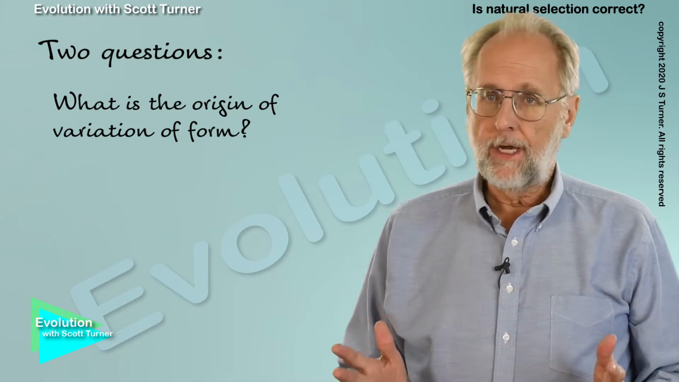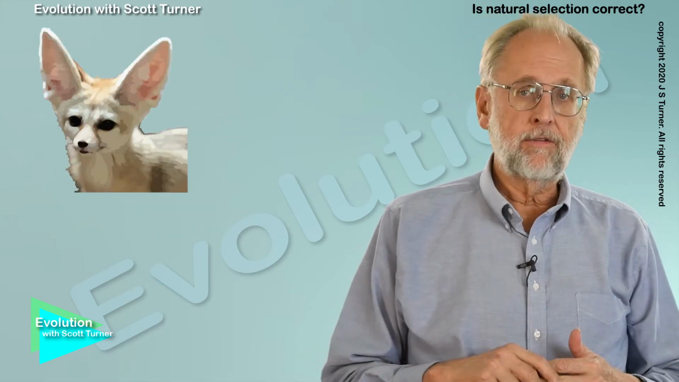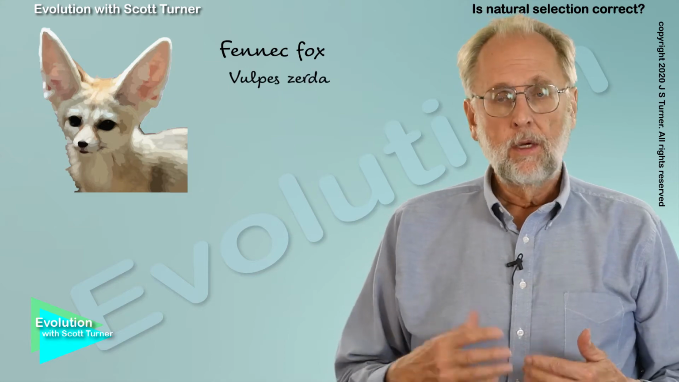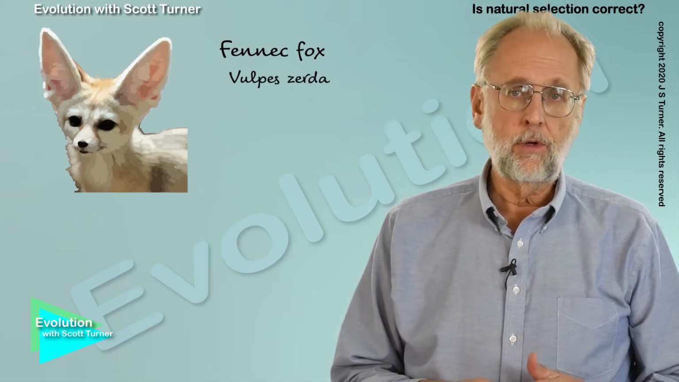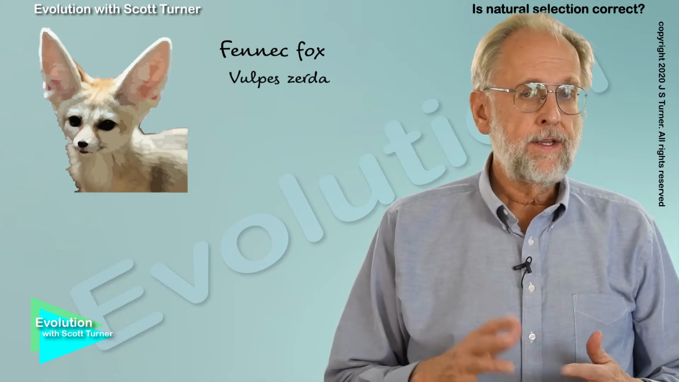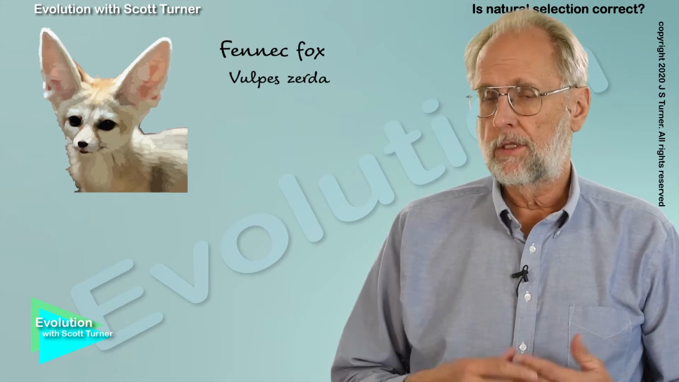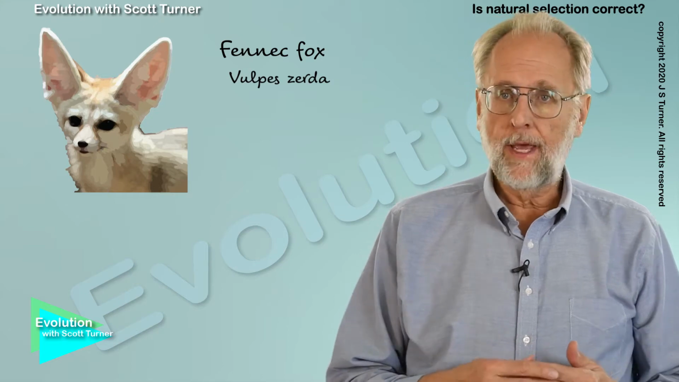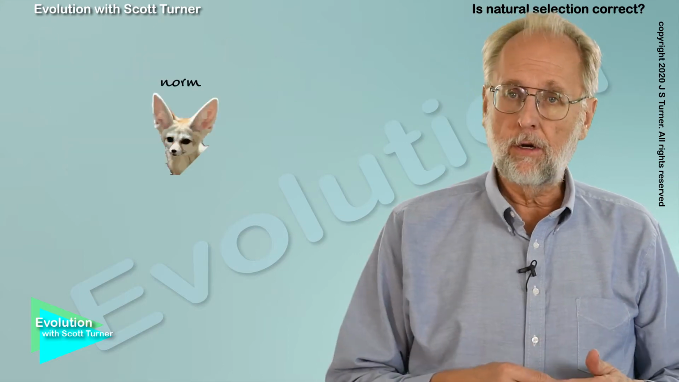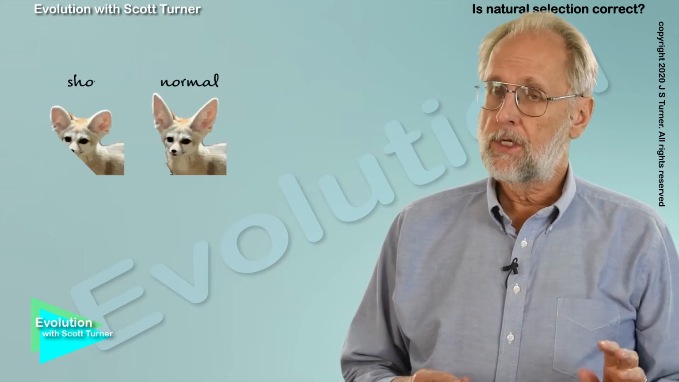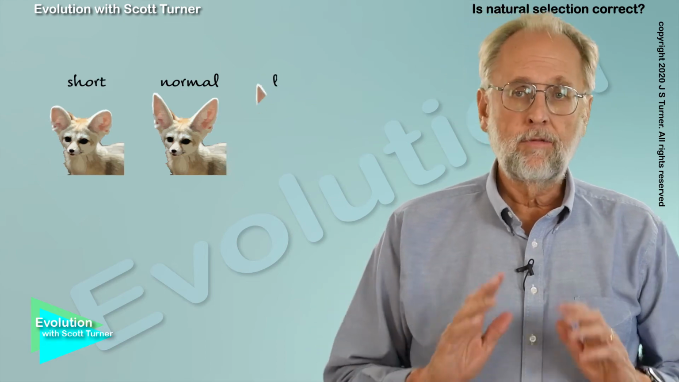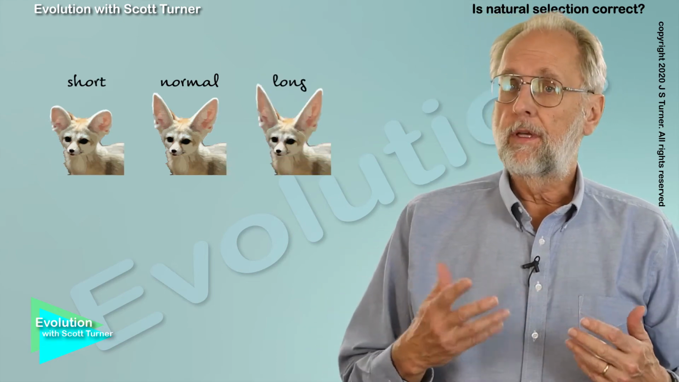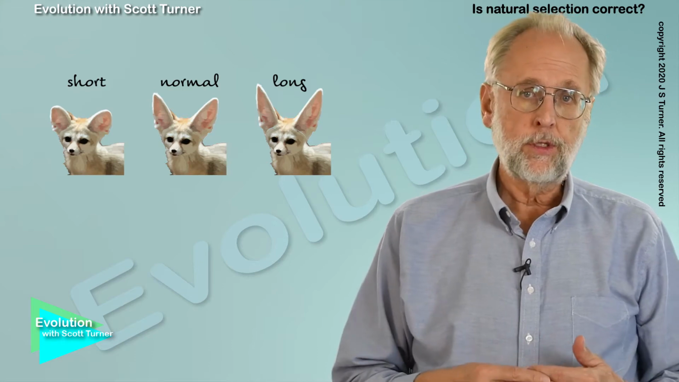Variation involves traits like, say, ear length of the fennec fox, Vulpes zerda, which inhabits the hot deserts of northern Africa. The fennec has unusually long ears. We'll get into why momentarily. For now, let's just assume that among all the fennecs in a generation, some will have shorter ears compared to normal, and some will have longer ears. There will be variation of form, in short.